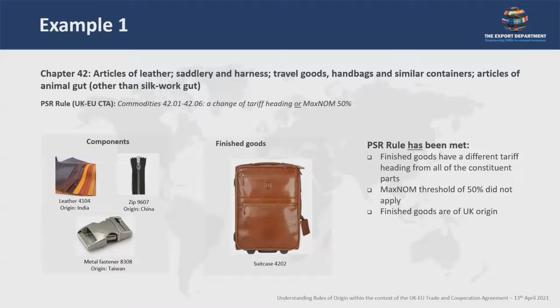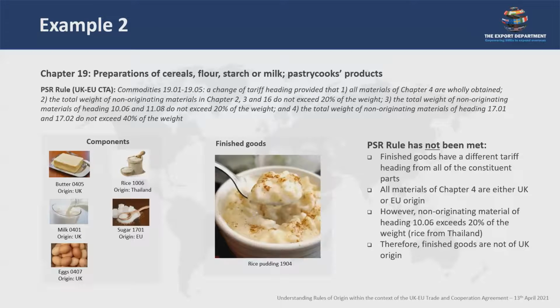So here we can say that the goods are of UK origin. Okay, so that's one example, very simplistic one, but nonetheless, it's had a completely different tariff classification as a result of the processing that's taken place. So therefore, that product-specific rule has been met, and it's of UK origin. Move on to the next one.